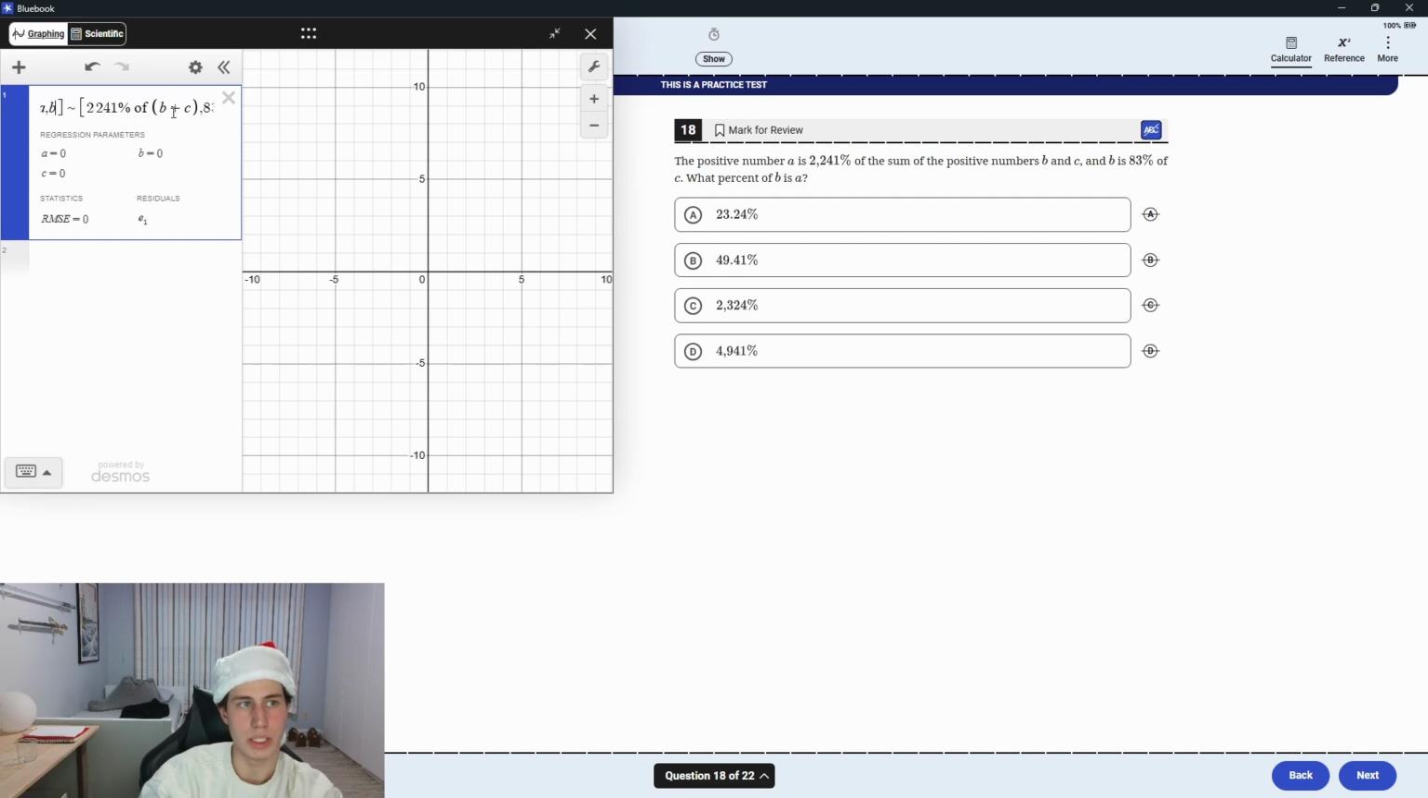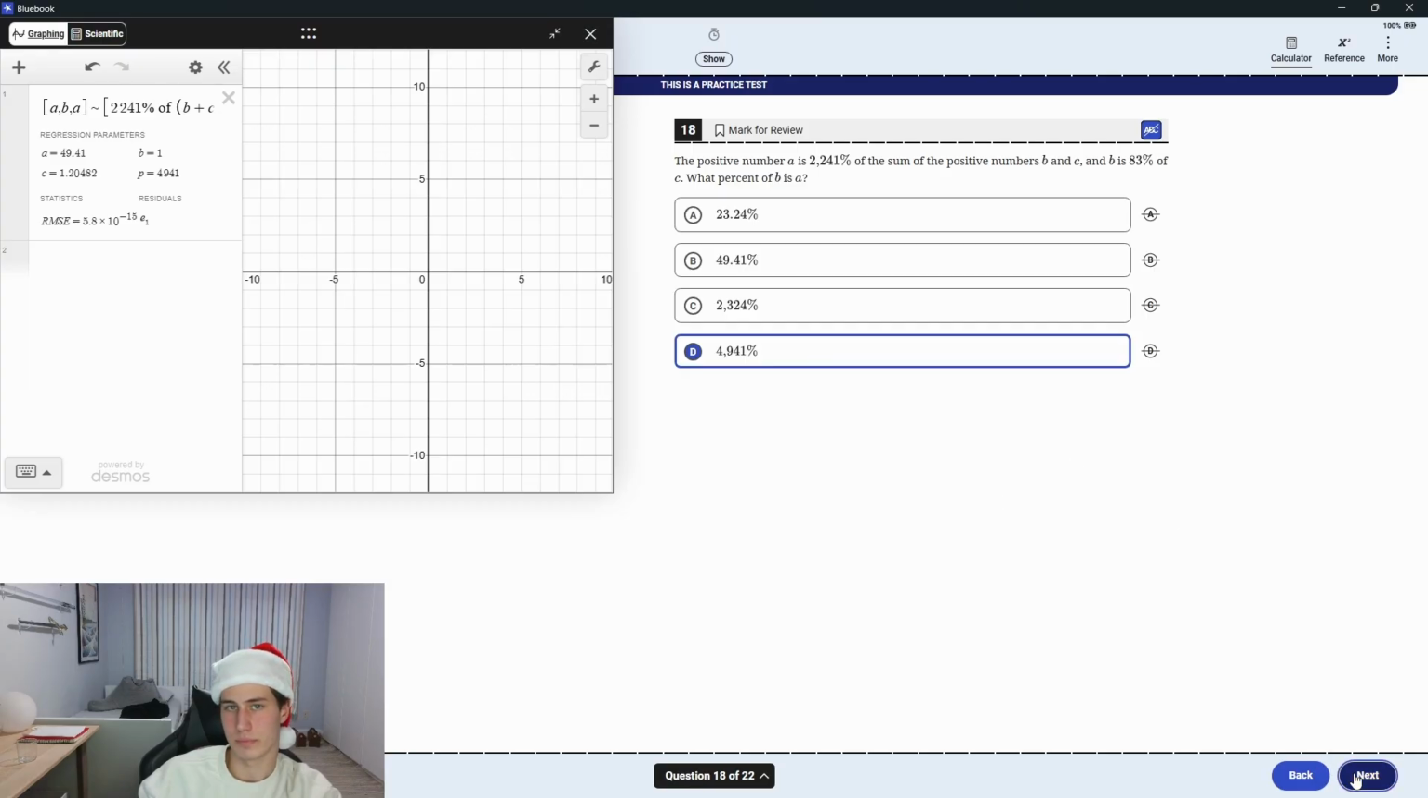So we need to find what percent of B is A. So A is, we'll say P percent of B, and we'll look for P. Oh, sorry, I misread that. C is P percent of B. So P is 4,941. So B is 4,491% of A, which is our correct answer.